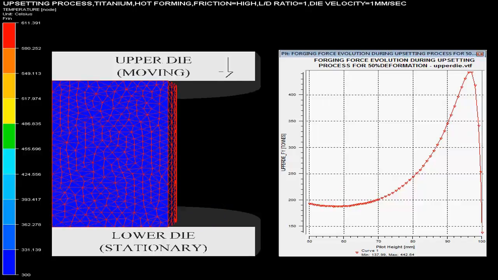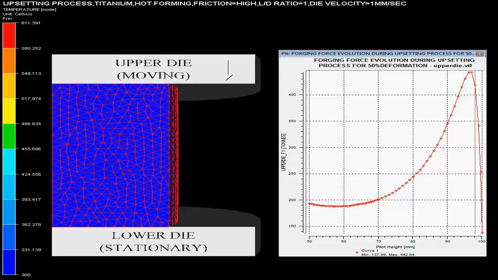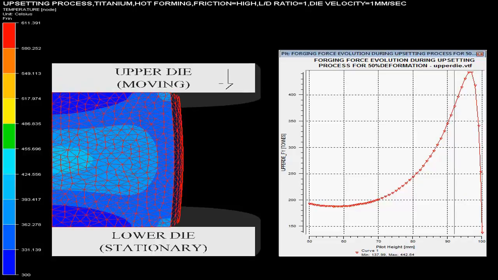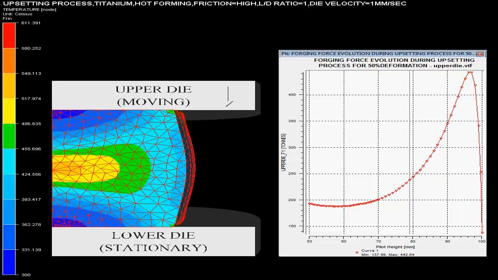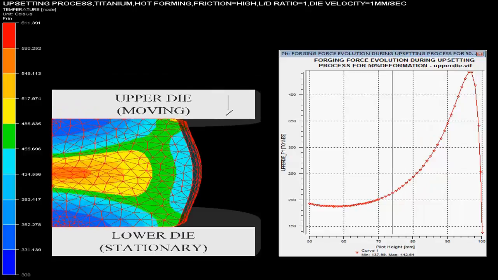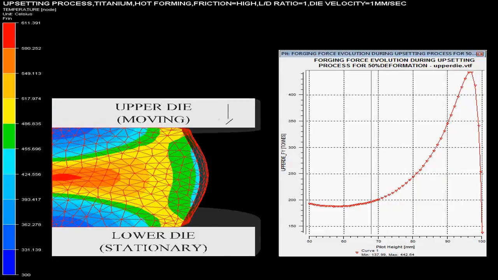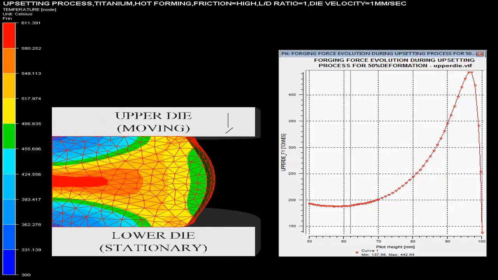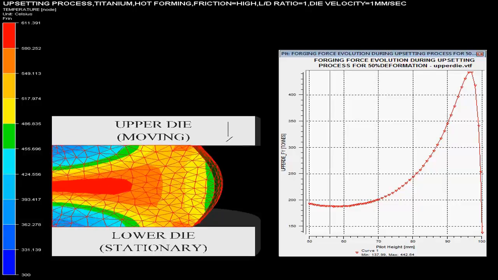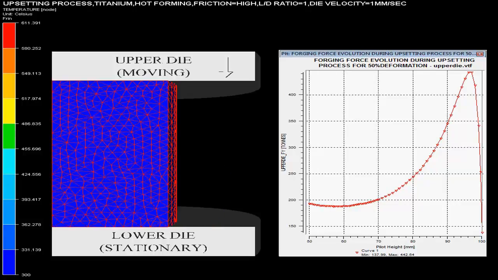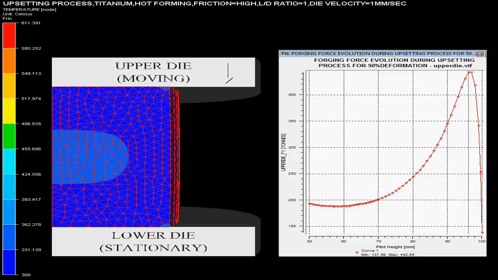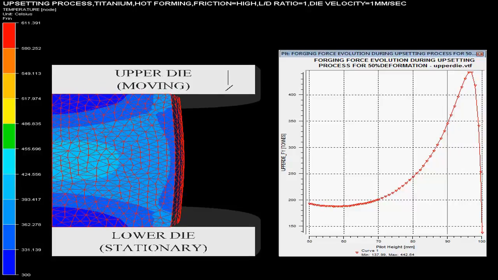The length by diameter, or L by D, ratio of the billet is 1. And the friction involved in the upsetting process is high. The reduction produced after forging is 50% and the press used is a mechanical press. The graph on the right side shows the evolution of the forging force with the height of the punch. Maximum forging force required here is 442.64 tons.